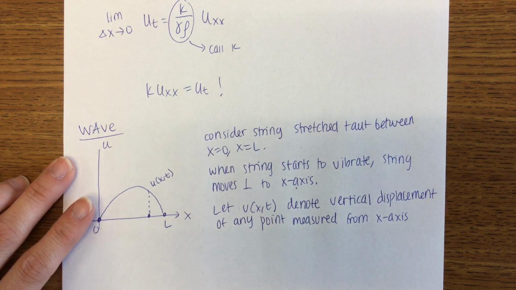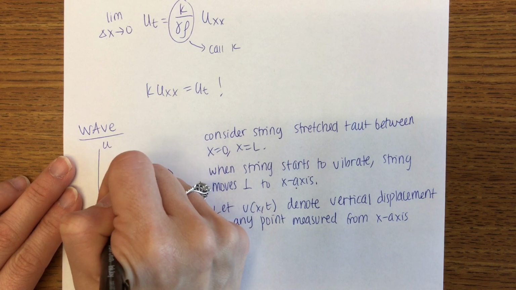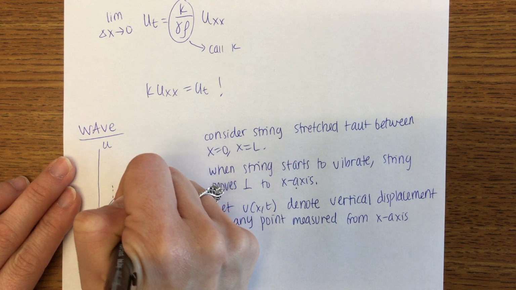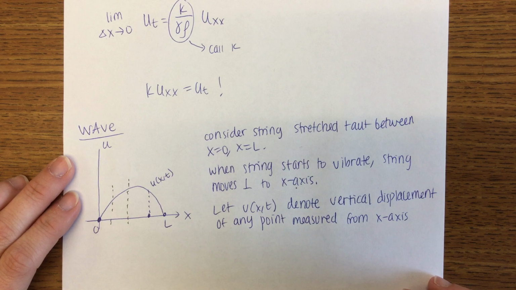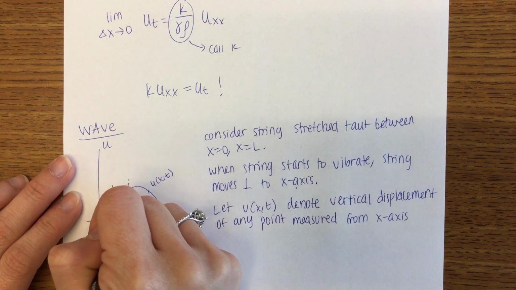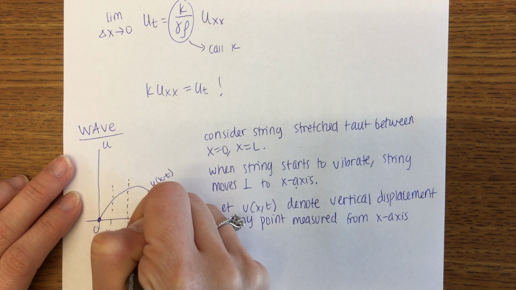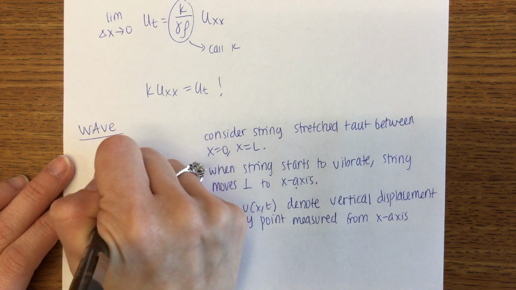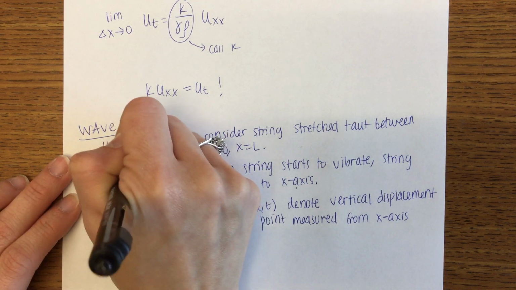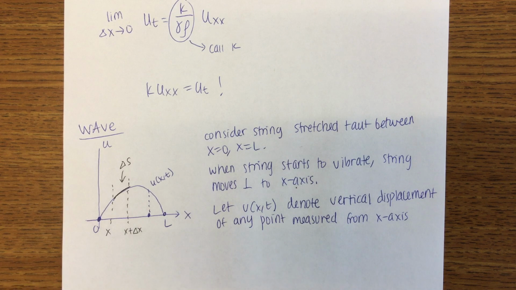Eventually, what we're going to need to do when we get into deriving is look at a portion of the string again, like before it was a portion of the rod. Here we're going to call this side x, we're going to call this side x add delta x, and we're going to call that part of the string change in s. So we need that eventually.